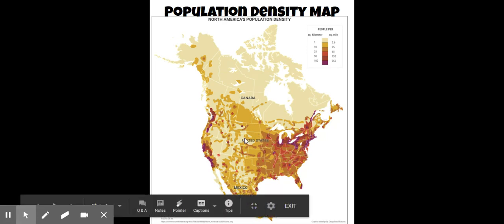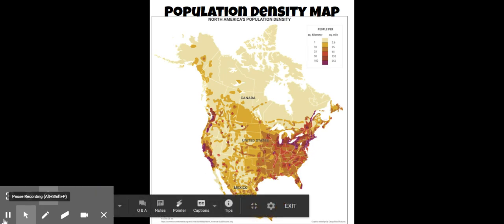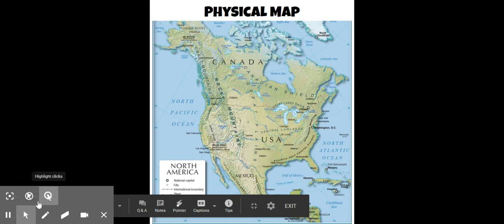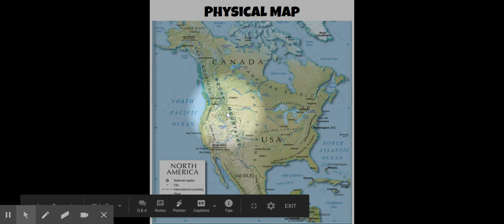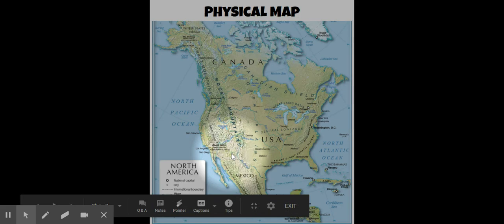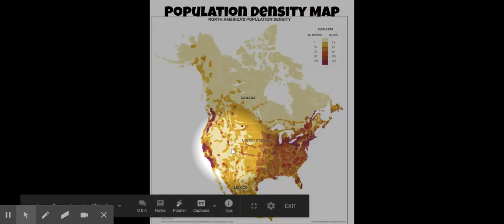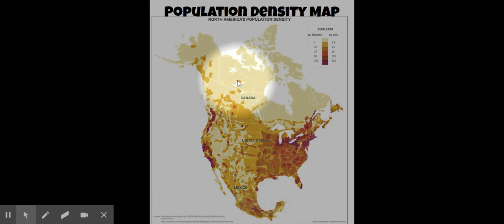There's a reason why population density patterns are like this. You'll have to examine the other maps to find a pattern. When we look at a physical map of the United States and North America, you'll see that the Rocky Mountains are along this western side of the continent. And if you flip back to the population density map, it shows a lower population density because of that physical feature. Now, why do you think there's lower population density in northern Canada?